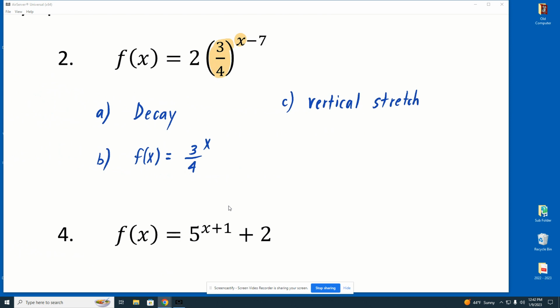So, is that the only transformation? What else does this thing do? It shifts to the right 7. So here's a good question. If all it did was have a vertical stretch and shift to the right 7, what is my asymptote? Y equals 0. It does not change. Why? What causes your asymptote to change? Vertical shift. And this had no vertical shift.